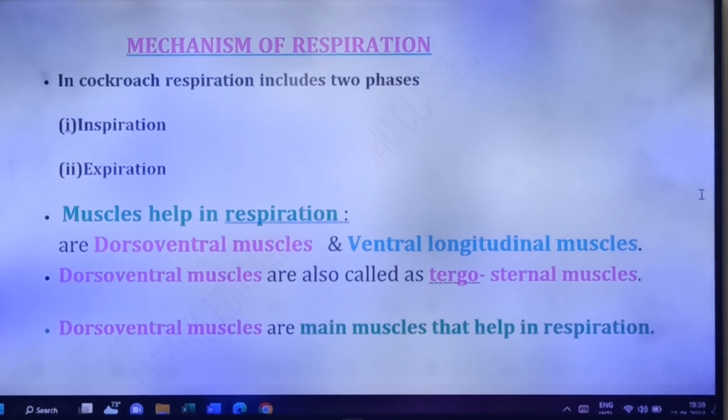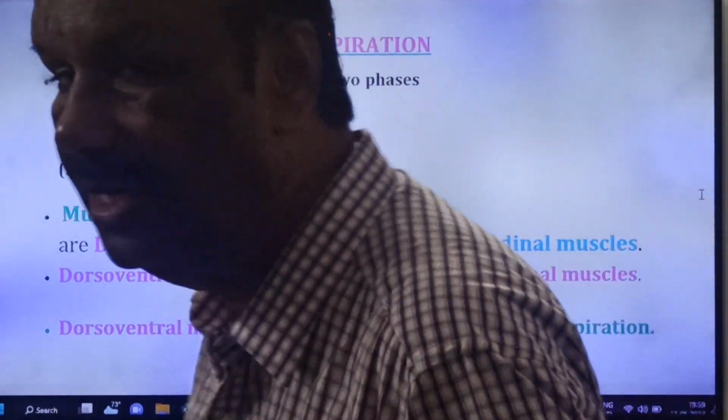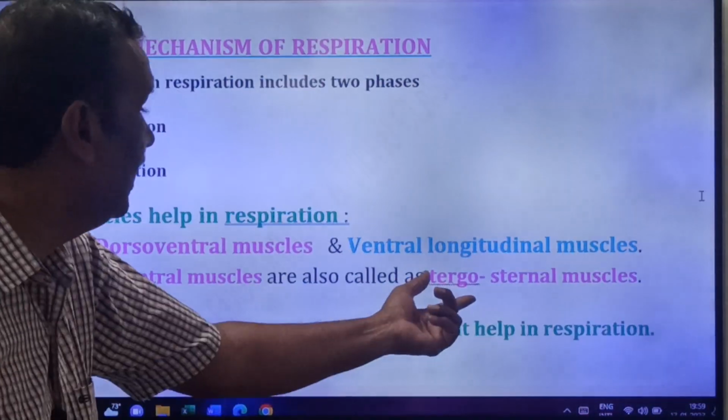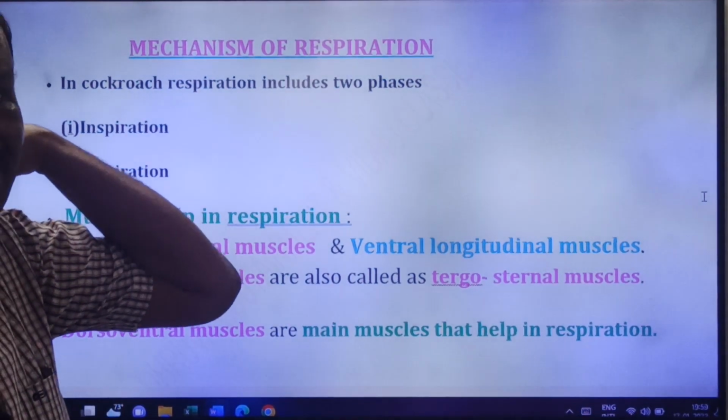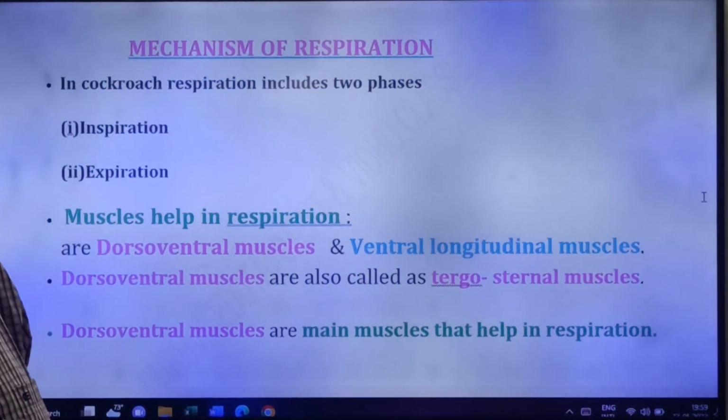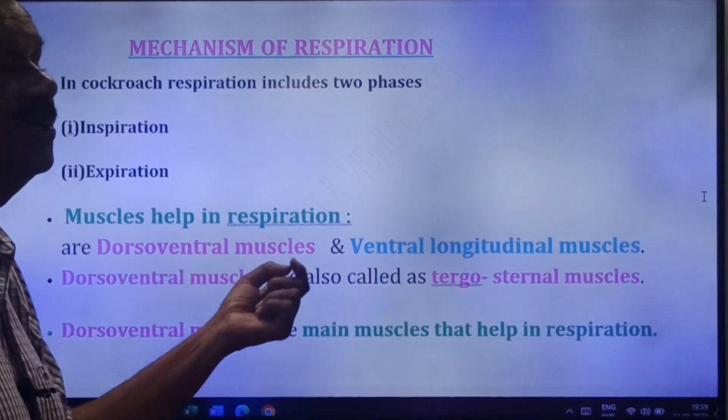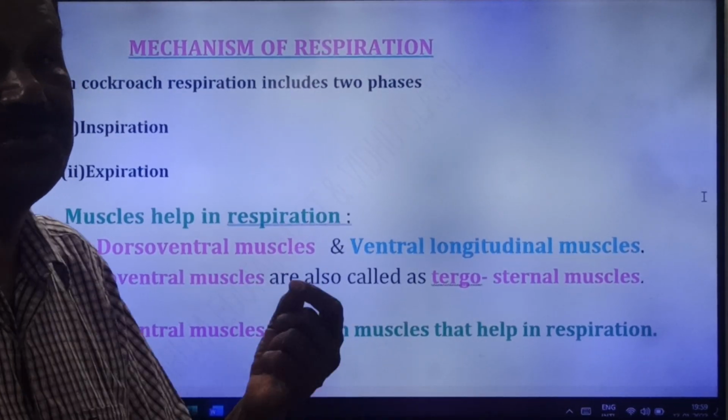See, friends, dorsoventral muscles are also called pterogosternal muscles. Friends, the dorsal sclerites are called what, friends? Terga. Ventral sclerites are called sterna. So, because of that, dorsoventral muscles are also called tergosternal muscles.